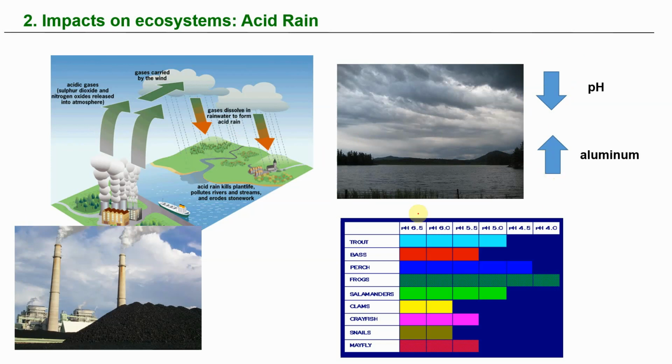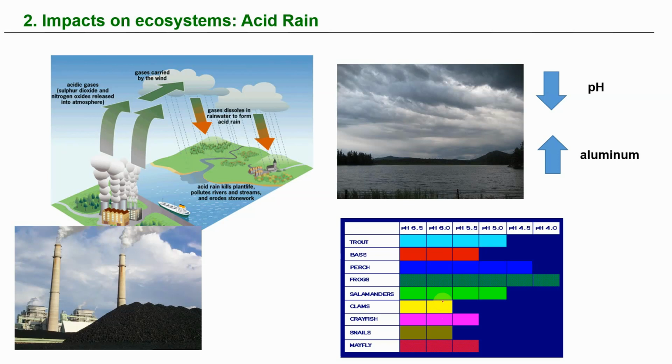If you have a look at the tolerances of some of these species, shown down here on this figure, we've got all the different species listed, and going in this direction, whether they're present at different pHs. What we can find is that some species can actually survive relatively low pHs. So, for example, frogs, we still find them in some water bodies, even when the pH is as low as 4.